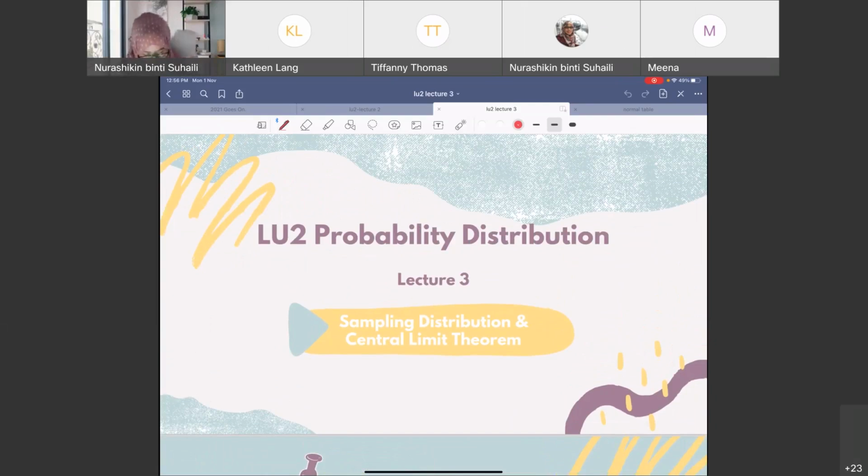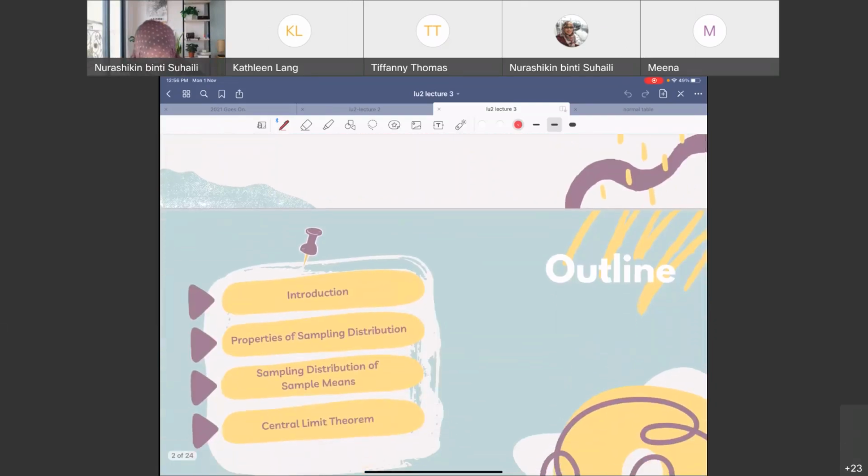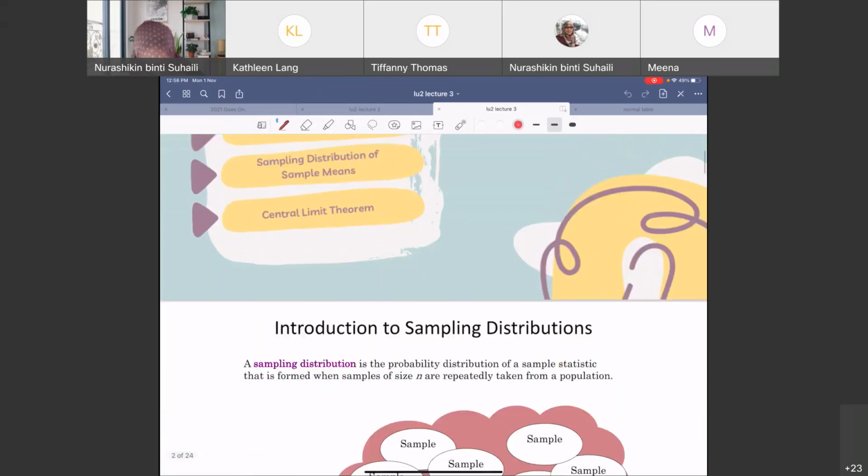Okay, guys, we continue. The second part for today is sampling distribution and the central limit theorem. There are two subtopics. First, we're going to have a look at sampling distribution: what is it, then the properties of the sampling distribution of sample means, and finally the central limit theorem. So that's the outline for this second part.